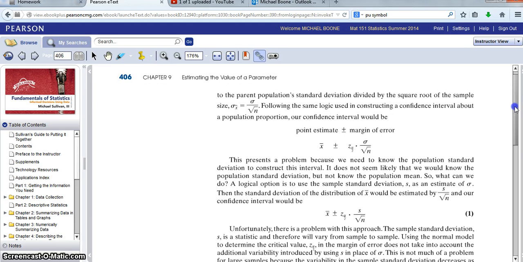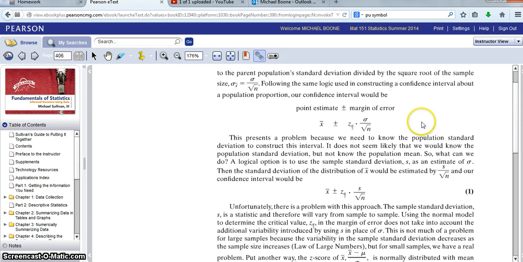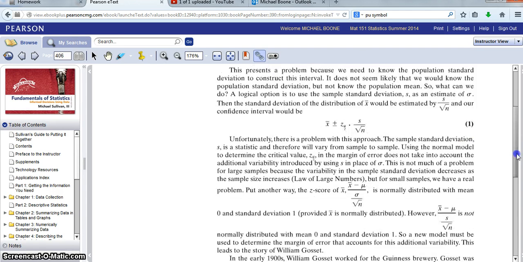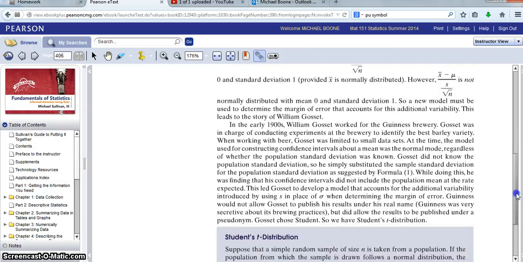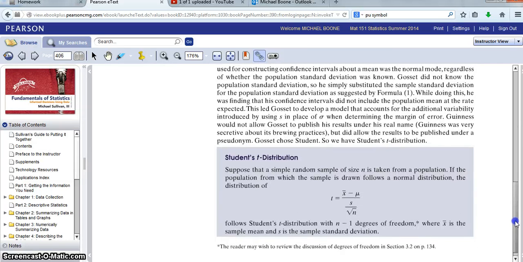Now, originally they had talked about in the book where we'd use this formula here when we're using a z value and we know the population standard deviation. But if we know the population standard deviation, shouldn't we know the population mean? We should. And so this guy came about and is like, well, I'm going to make this different distribution that works for smaller samples, and I don't know the population standard deviation.